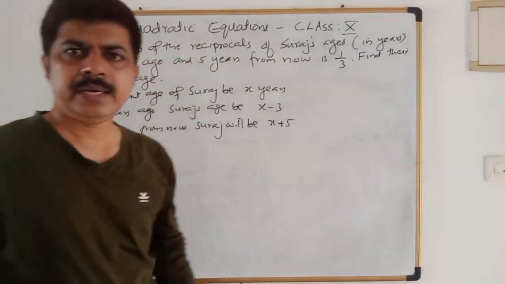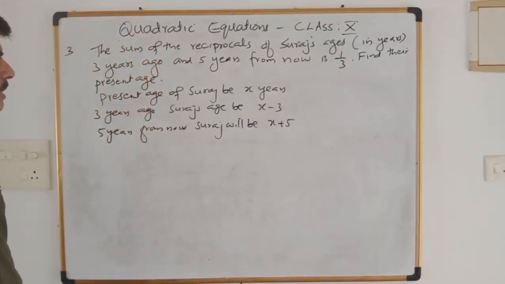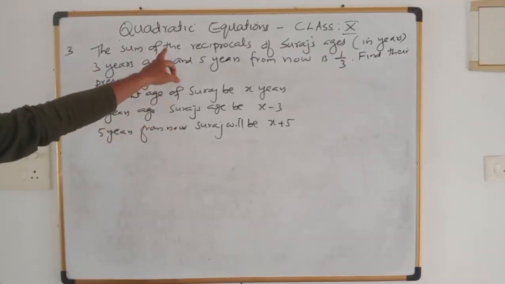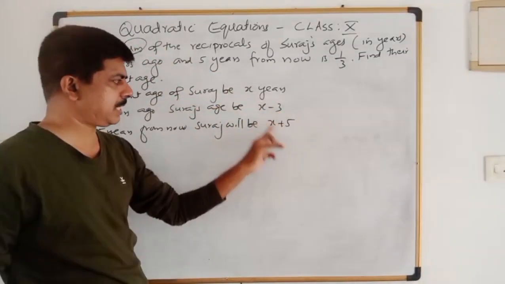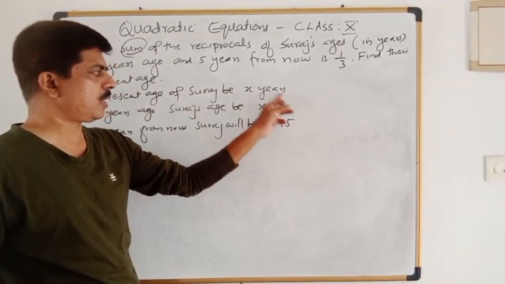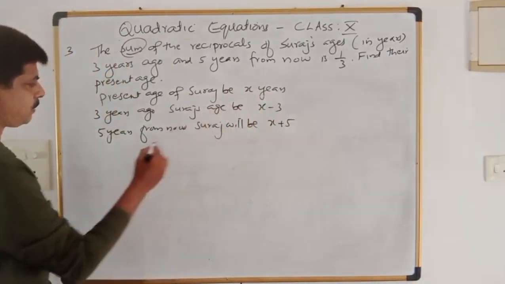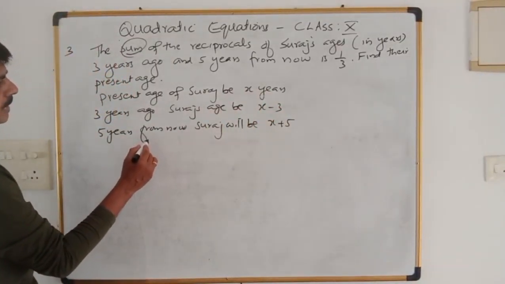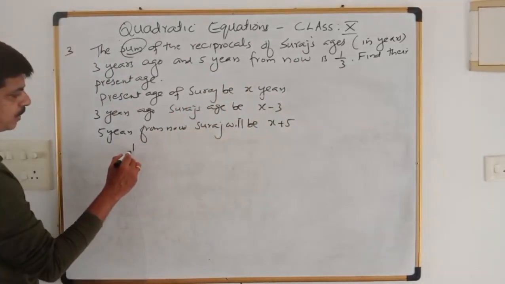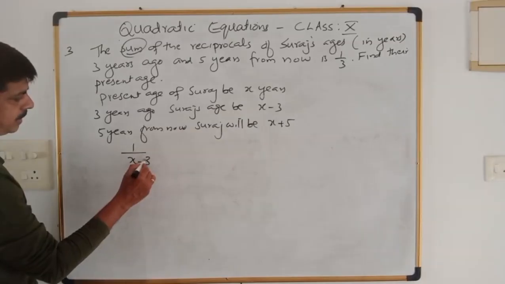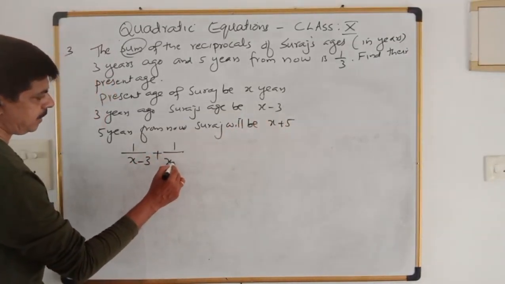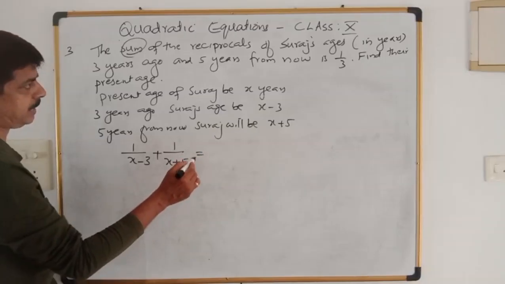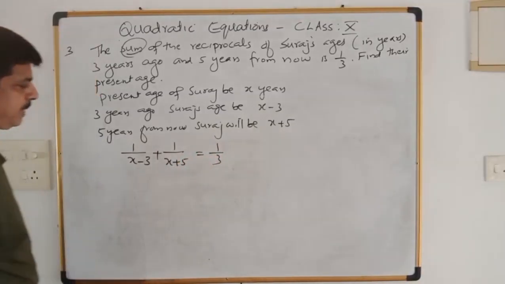We have to make a quadratic equation. According to the question we have to find the sum of the reciprocals, not simply the sum of x minus 3 and x plus 5. Take the reciprocal of both. What is the reciprocal of x minus 3? 1 by x minus 3. What is the reciprocal of x plus 5? 1 by x plus 5. The sum of the reciprocals is given as 1 by 3.